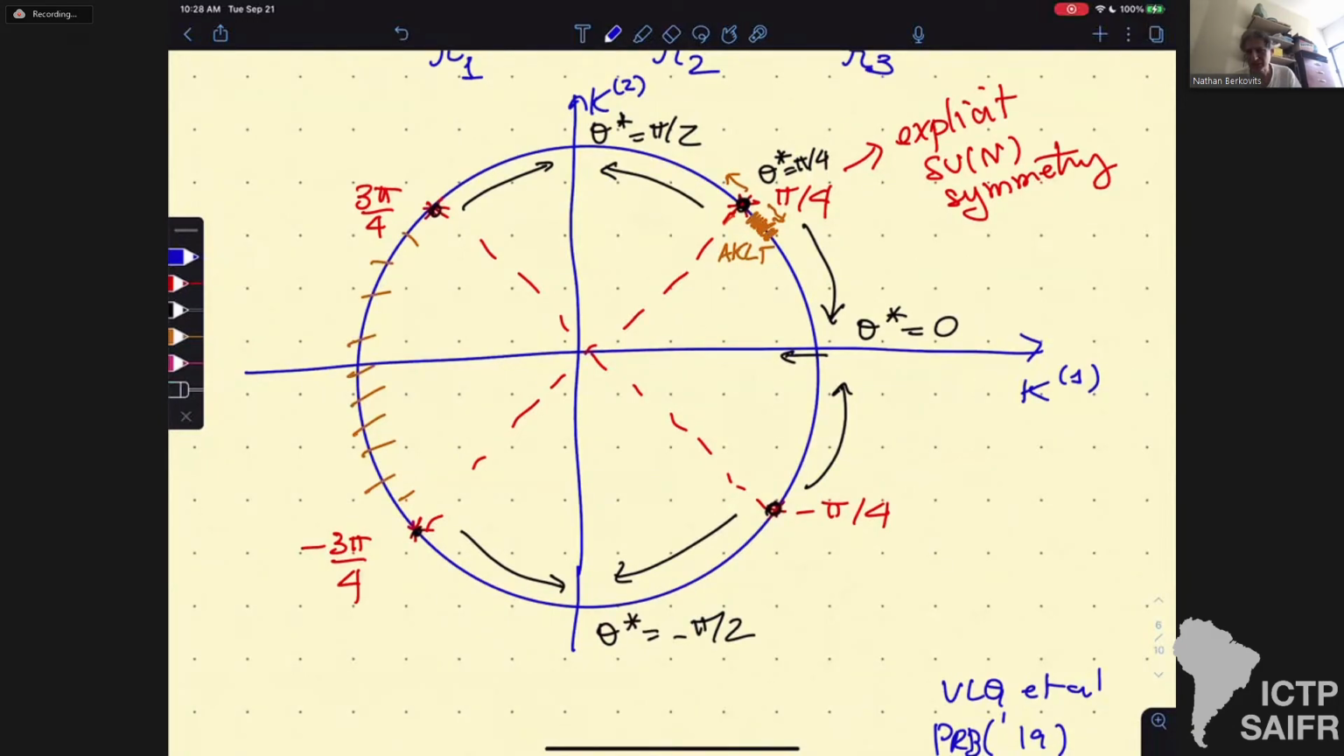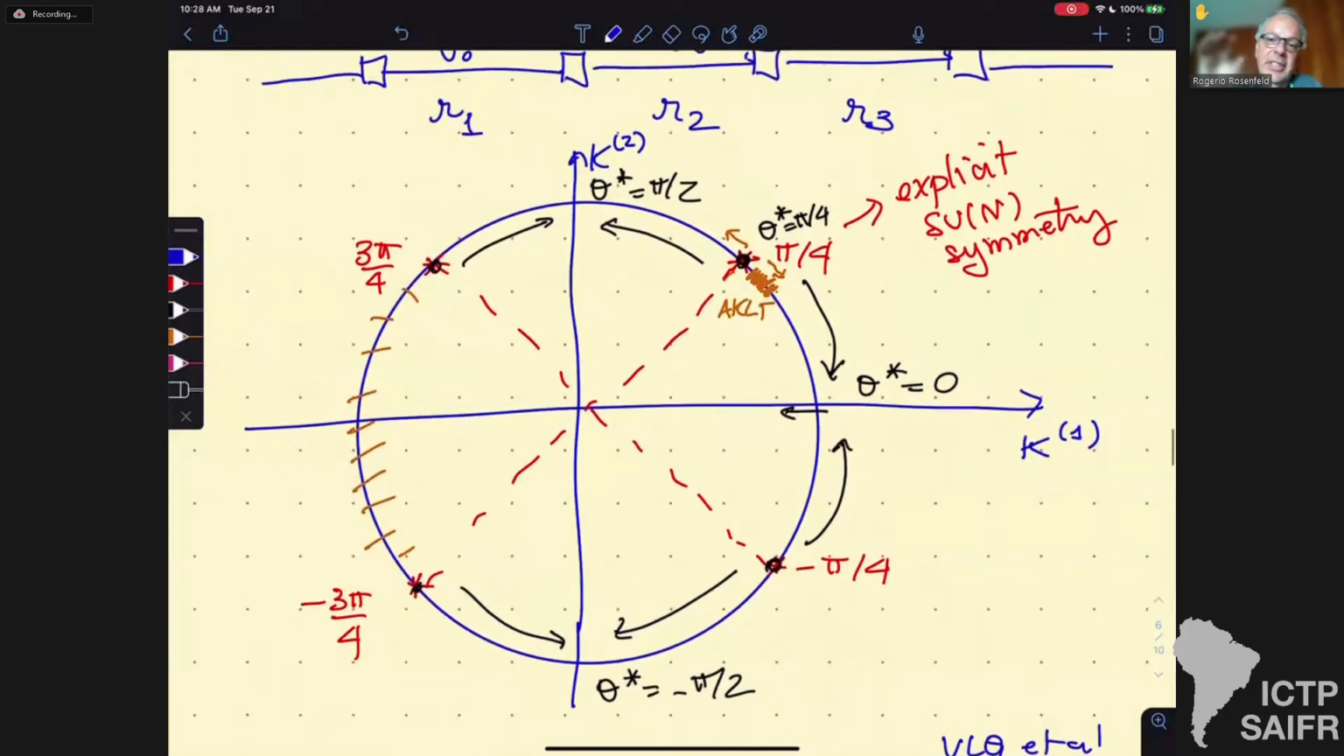Roger, you had a question? Yeah. So can you say that the emergent symmetry is a global symmetry, and that the original symmetry was a local symmetry? Is that correct? No, both of them are global symmetries.